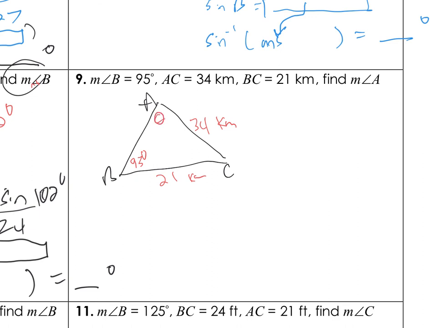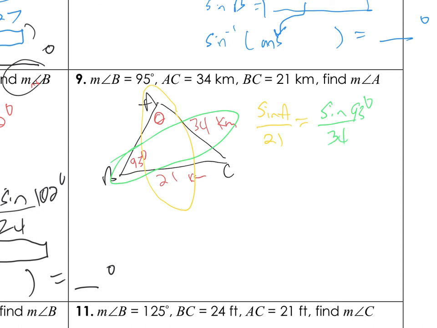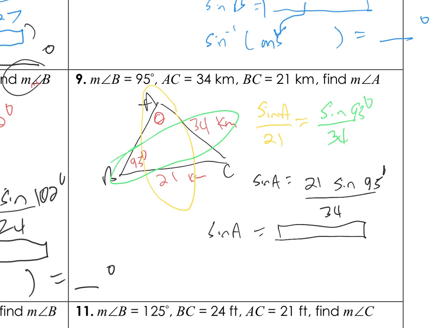Same scenario again. Sine of A over its known side of 21 has to be the sine of 95 over its corresponding side, 34. That means your sine of A is 21 times sine of 95 degrees over 34. Key that in. Sine of A will be some decimal number. Get rid of the sine by taking the inverse sine of both sides. So the inverse sine of that answer will be your angle in degrees.